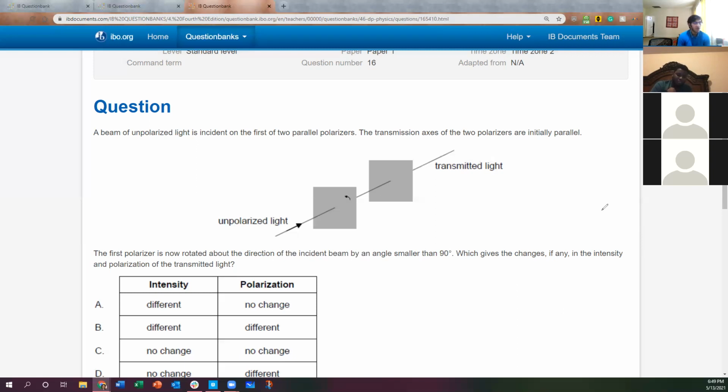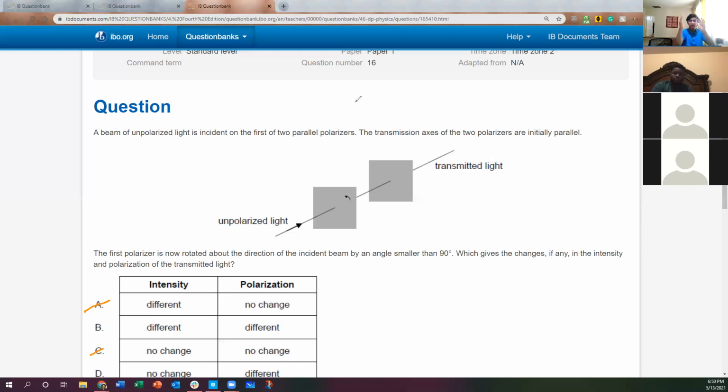Does someone want to take a try? Okay, so the first thing I'm going to eliminate A and C because the polarization has to be different. Why is the polarization different? Because if the first one is rotated a certain degree, then you're getting a different plane. So polarization is different now. Okay, what about the intensity? Is the intensity going to change?